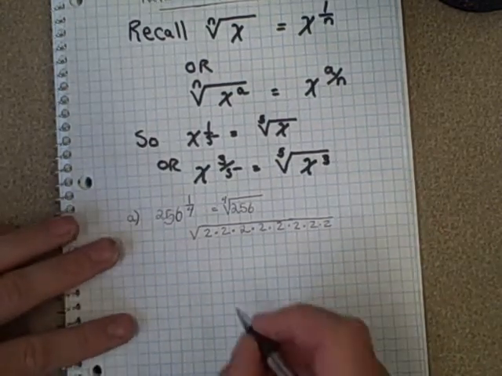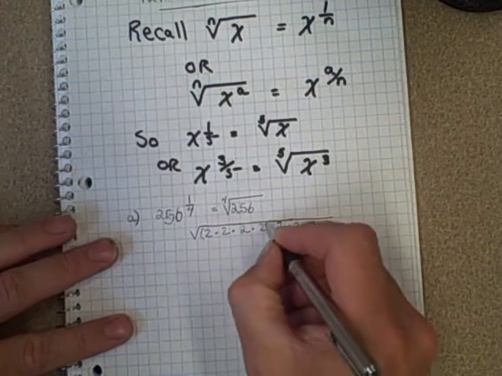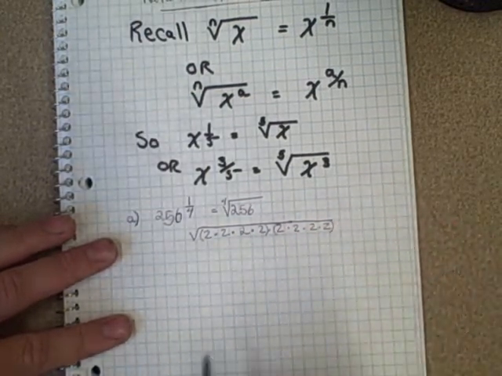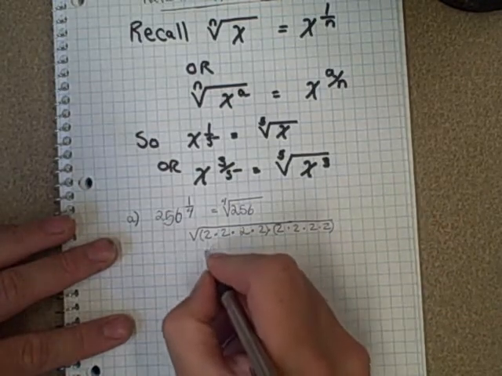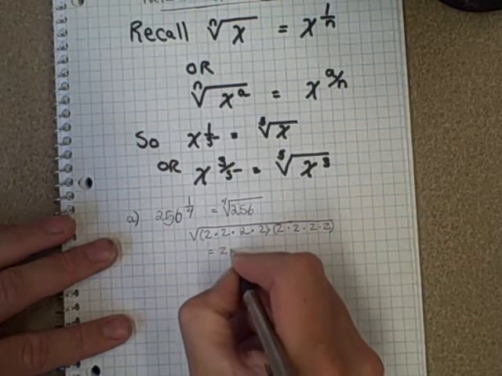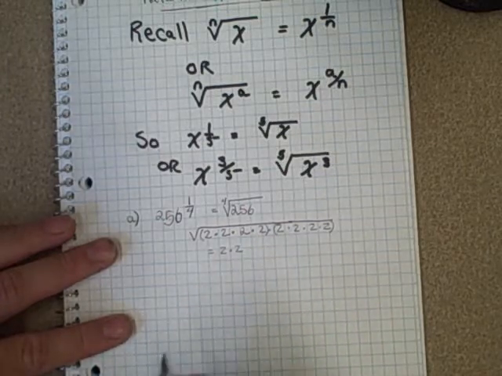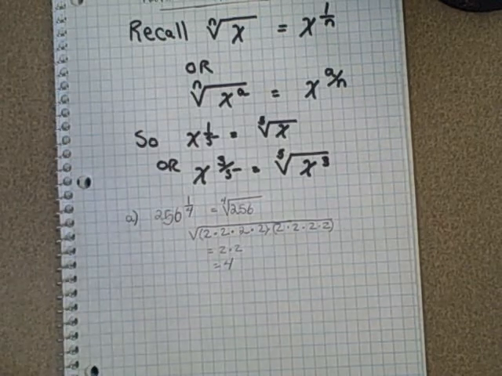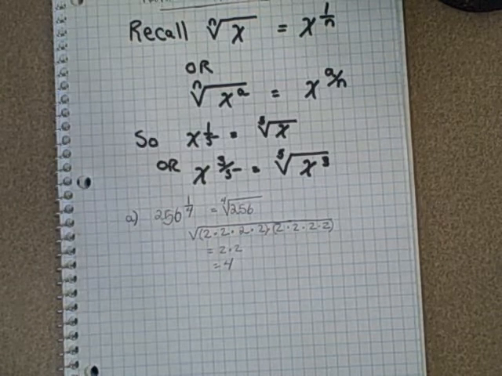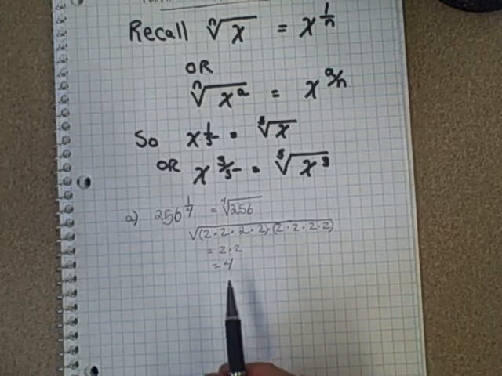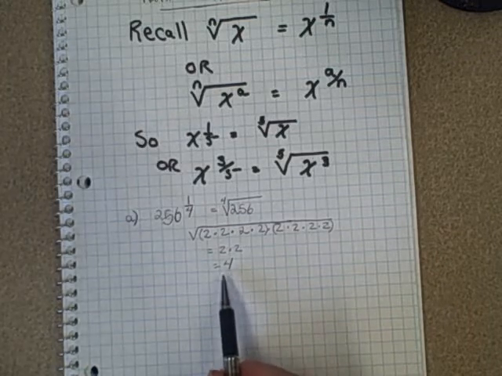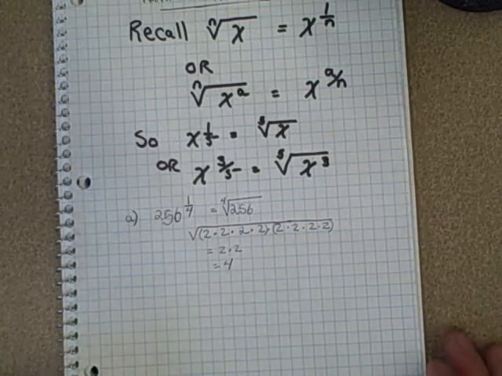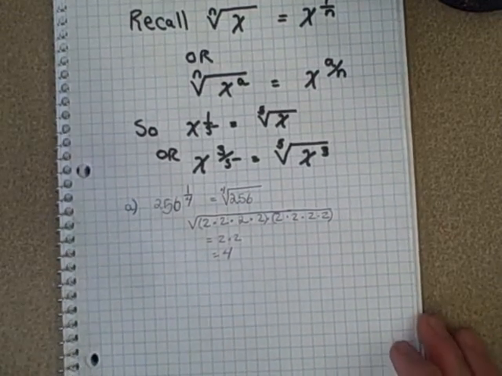So to take the fourth root of that, we just group them into groups of 4. So that would be the same as saying 2 times 2. So the fourth root of 256 should equal 4. And we can check that by multiplying. 4 times 4 is 16, times another 4 would be 64, and then another 4 to get 256. So that's a simple example of just working out that problem.